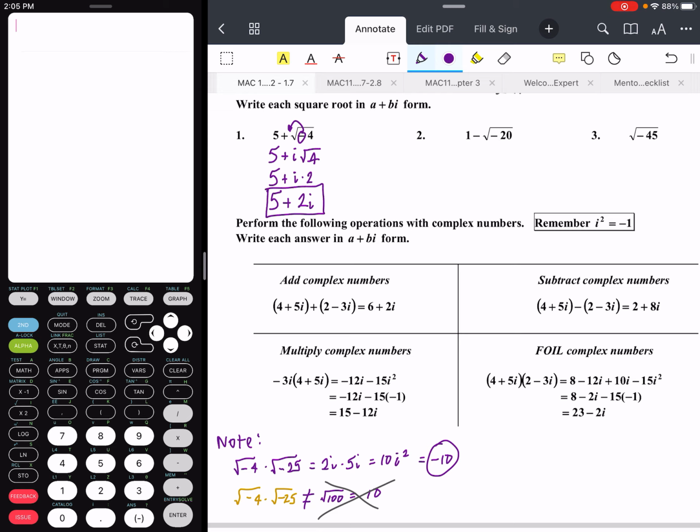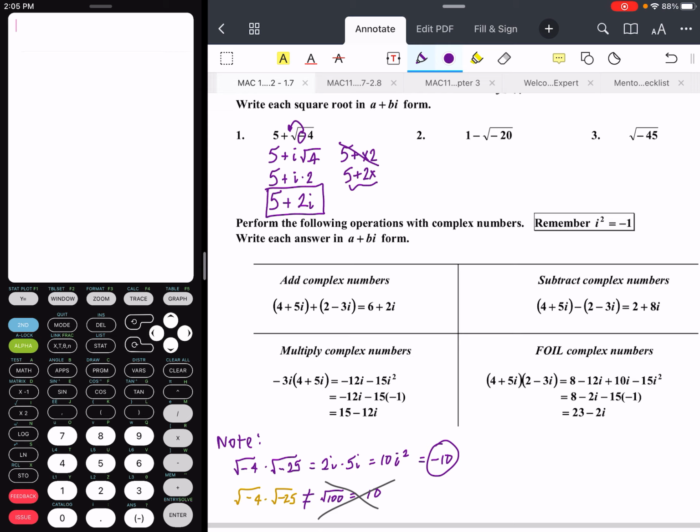Even though i is not a variable, it's an imaginary unit, in terms of formatting, you can kind of think of it as though it's a variable like x. So just like we would never write a final answer 5 plus x times 2, instead we would write 5 plus 2x. In the same way, we're going to write 5 plus 2i, not 5 plus i2.